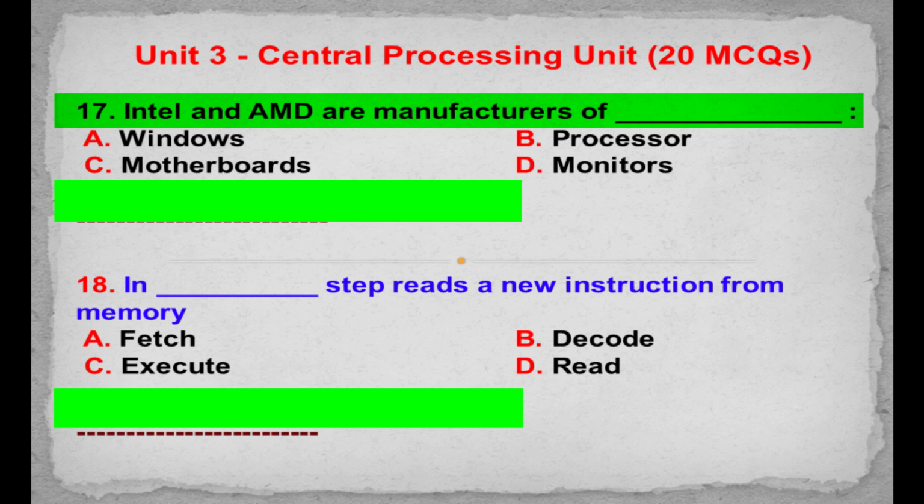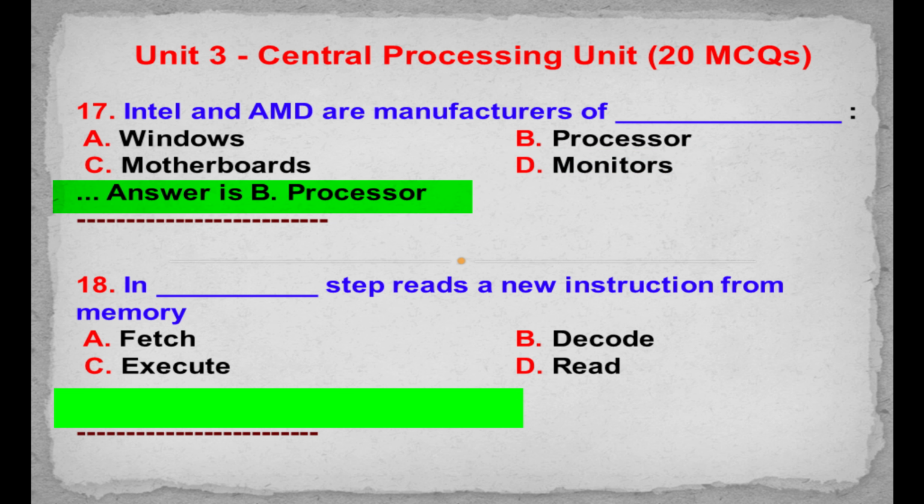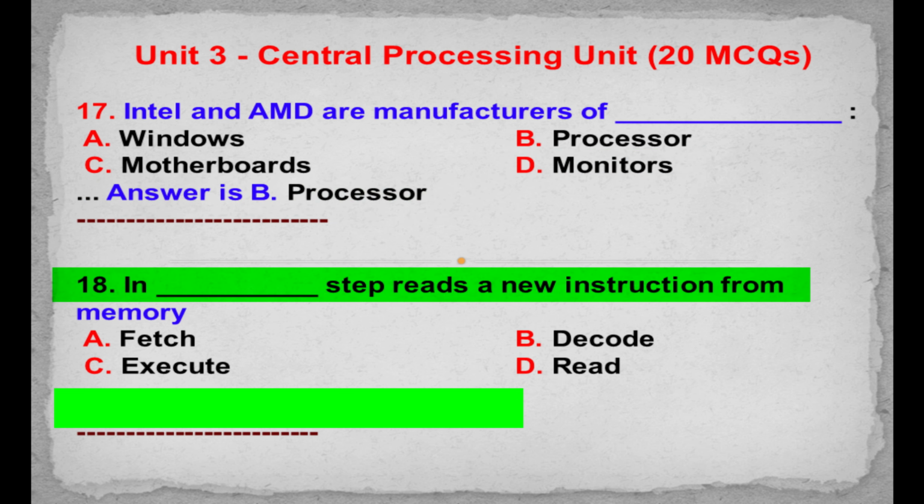MCQs number 17. Intel and AMD are manufacturers of Option A, Windows. Option B, processor. Option C, motherboards. Option D, monitors. Correct answer is Option B, processor.